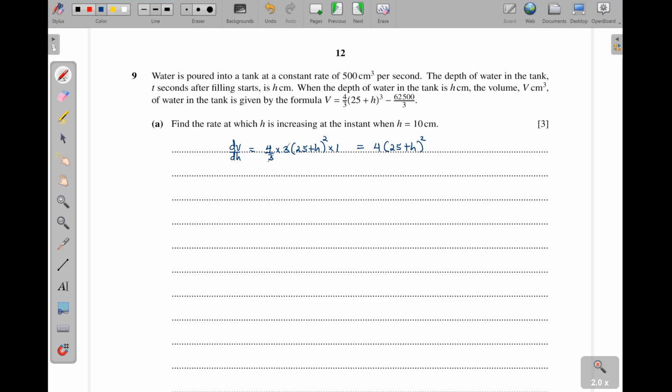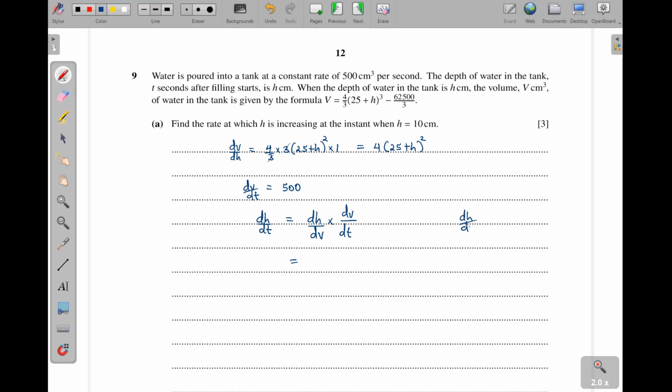Okay. Then from there, we are given dV/dt, which is 500. And we are to find dh/dt. So dh/dt is going to be dh/dV, then times dV/dt. We can see that h and V are connected. So I will have dh/dV times dV/dt, such that this dV can cancel with this one for me to remain with dh/dt. You see that?